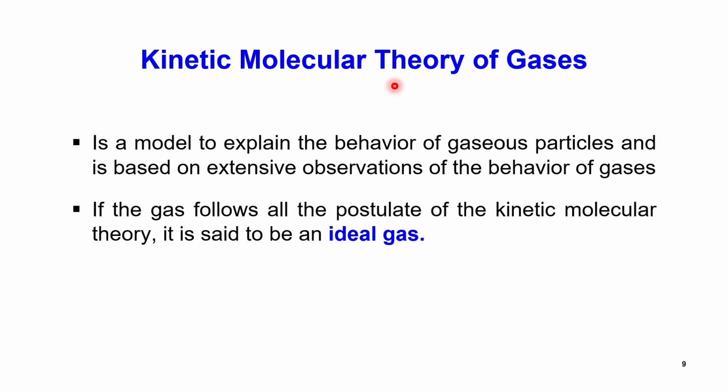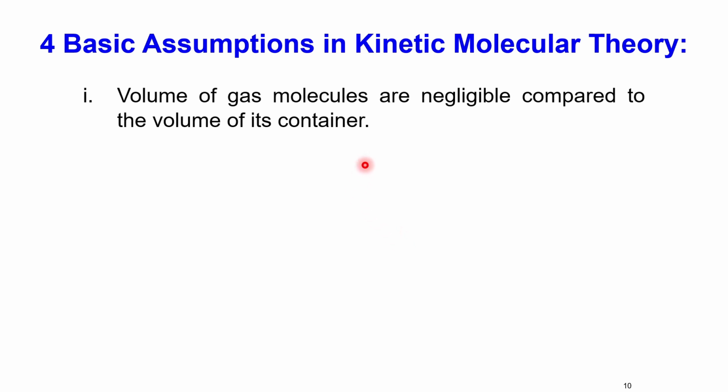So this one, kinetic molecular theory of gas. According to this kinetic molecular theory of gases, or we also know it as KMT, if all the gas follow the postulate, we say that the gas is ideal gas. Maksudnya gas yang mematuhi kesemua teori gas ini. So we have 4 basic assumptions in kinetic molecular theory of gas.